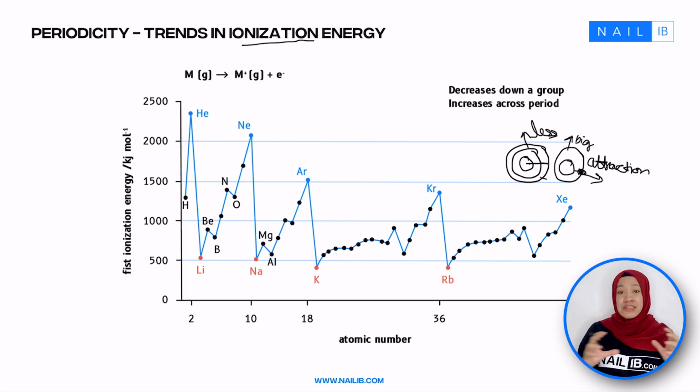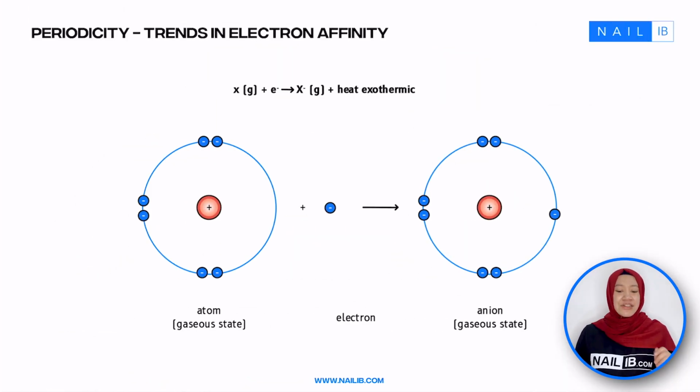But when you go across a period, the atomic radius decreases because the attraction forces increase, therefore it will be harder to remove the electron, so the ionization energy increases. Okay, so when the question asks why the ionization energy increases or why it decreases, you can use reasons based on the atomic radius and then relate it with the number of shells and electrons, things like that. Okay, next about electron affinity.